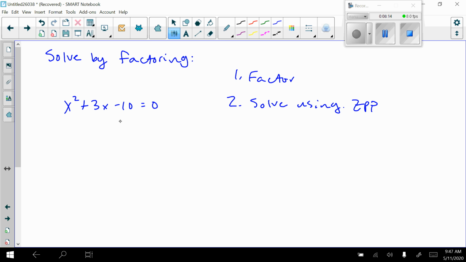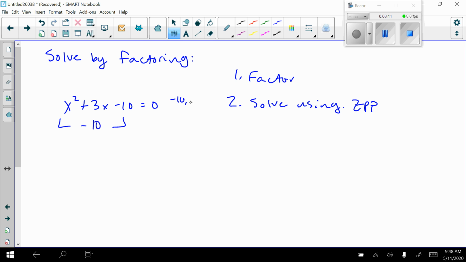So remember, I do a times c add to b, so I have to multiply the first and the last numbers. There's this understood 1 right there. So it's 1 times negative 10 gets me negative 10. And now I need two numbers that multiply to negative 10 and add to 3. Hopefully you remember the factoring process from last week. I need two numbers that multiply to negative 10 and add to 3. Well, let's just think about numbers that multiply to negative 10.